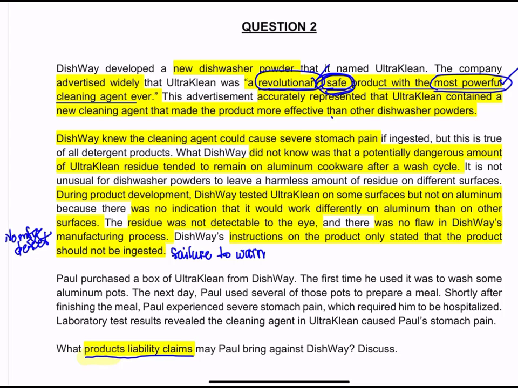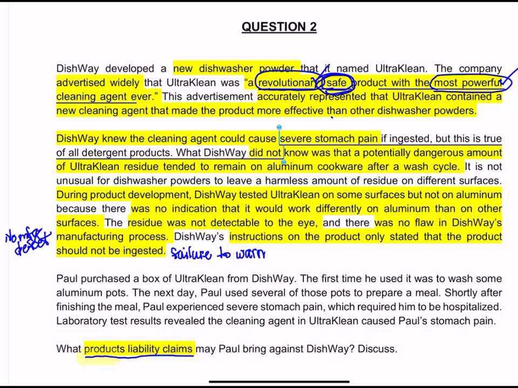Okay, Paul purchased a box of Ultra Clean from Dishway. The first time he used it was to wash some aluminum pots. Of course, that was inevitable. You could see that coming a mile off.